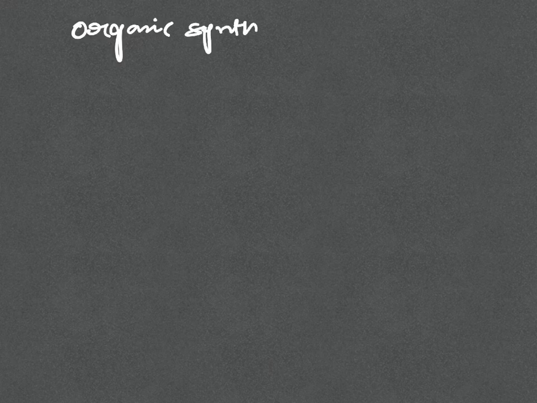Today I am going to start a chapter from paper 1. The chapter name is Organic Synthesis via Enolates. This chapter is part of organic chemistry. Organic synthesis via enolates.